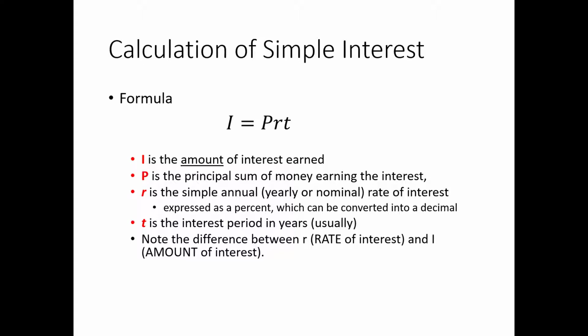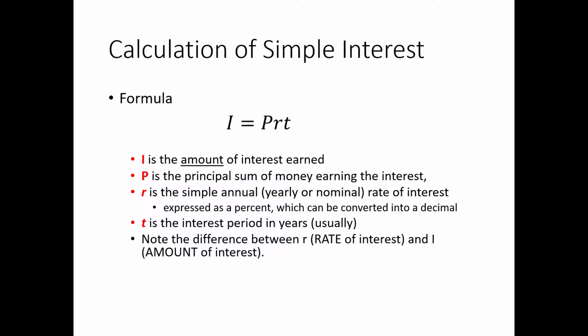So I is the amount of interest earned. P is the principal amount you start off with. R is the rate of interest. But note, it's the yearly rate of interest. R is typically denoted in annual rates. Tradition, it's just easier, but it is. As a result of R being an annual rate, T, time, the unit of time is years.